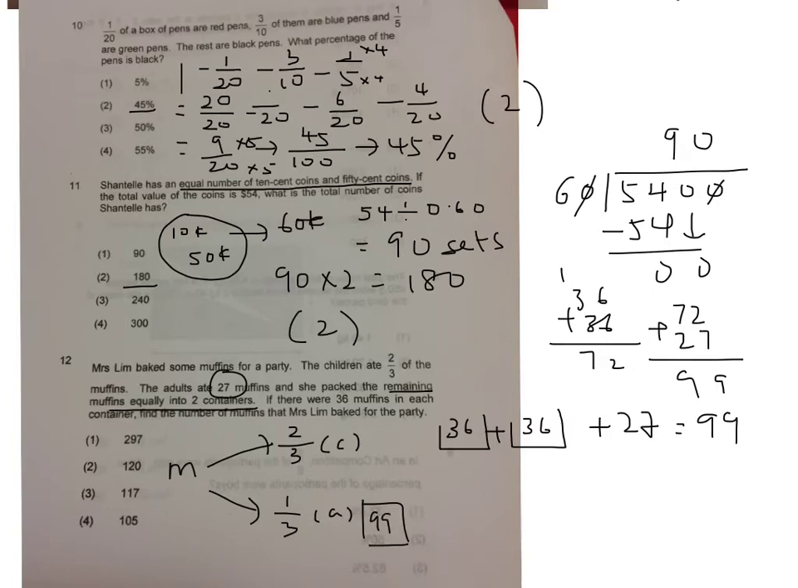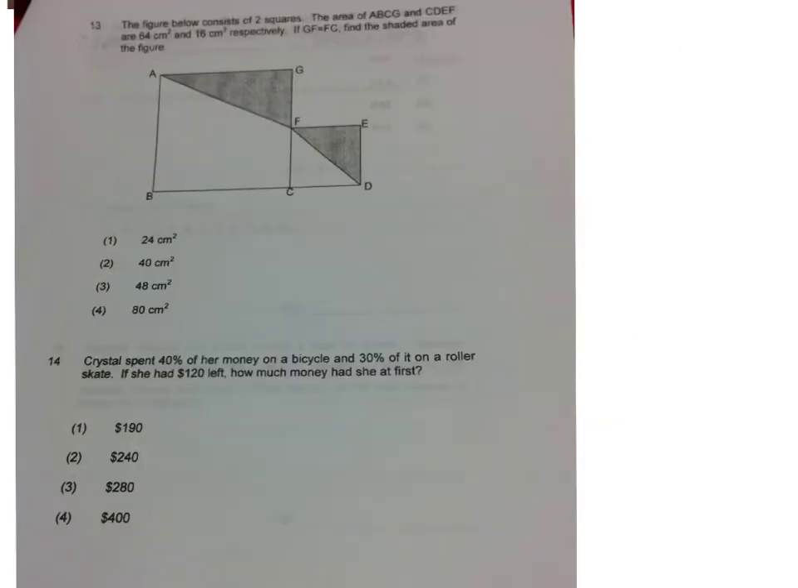So how many muffins did she bake here? So 1/3 will give me 99. 3/3 will be 99 times 3, which is 297. So question 12, your answer is 1.